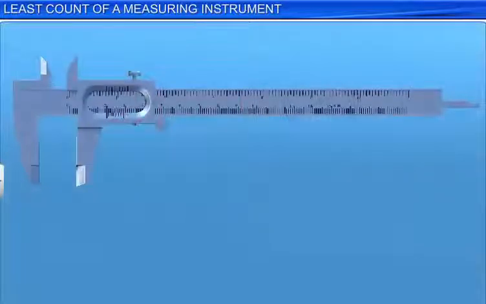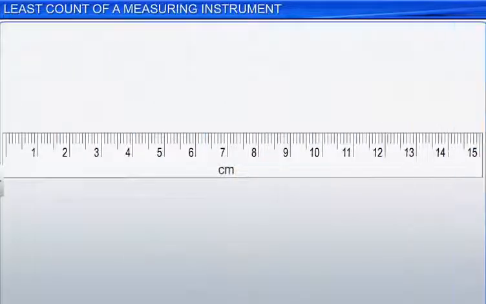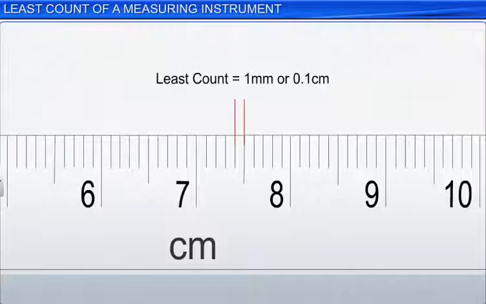The Vernier caliper can measure up to 0.1 mm or 0.01 centimeter, while the plane scale or ruler can measure up to 1 mm or 0.1 centimeters.